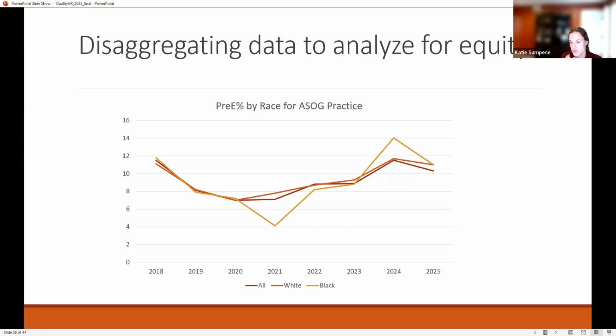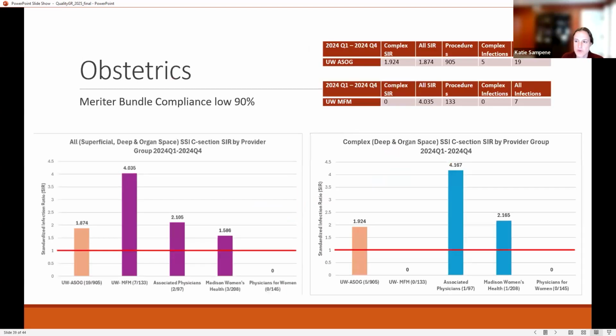Interesting trend and trough around 2021 that unfortunately I cannot attribute to our aspirin QI project that didn't start until 2021. But as we think about our interventions and our QI projects, we can think about how that reflects with our population data. Next slide.